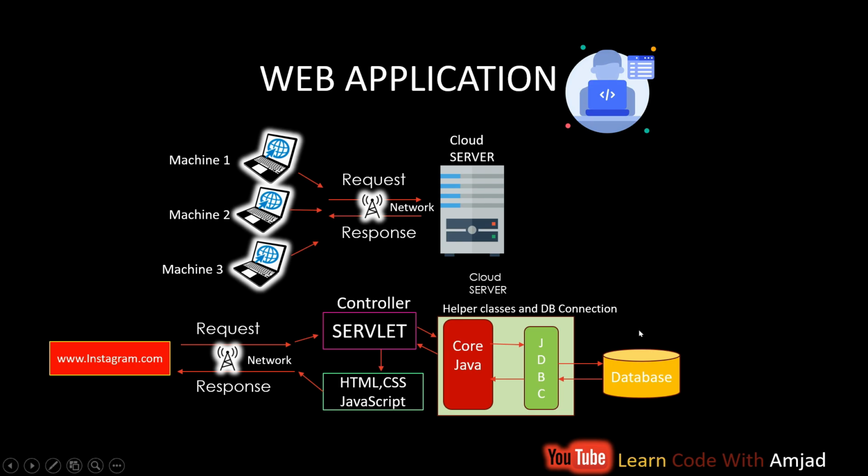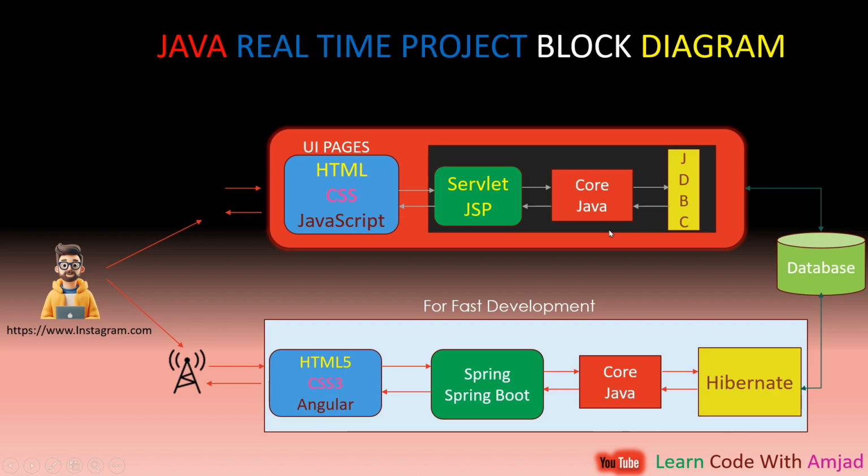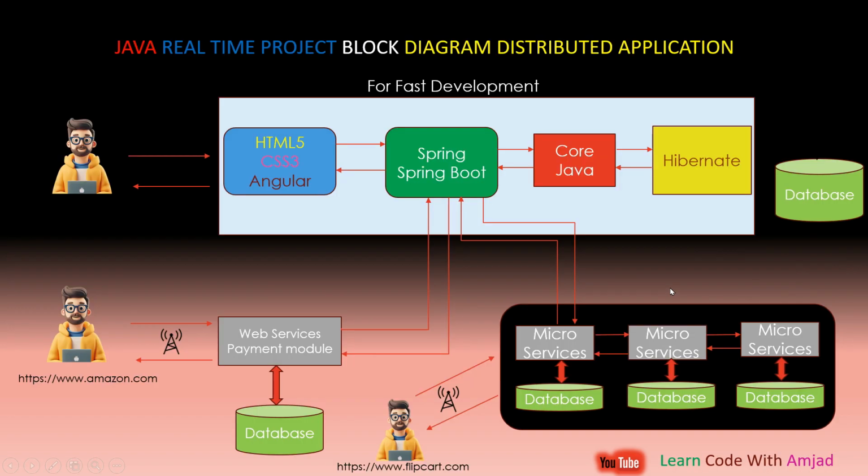But nowadays, instead of using the above technologies, developers are using Spring Boot and core Java. Core Java is the heart of the application, and Hibernate for database connection, and for the front end Angular or React.js for fast development of code. Let's now move to the distributed application. Distributed applications are those where one application communicates with another application. The project can be in any language: Java, .NET, Python.